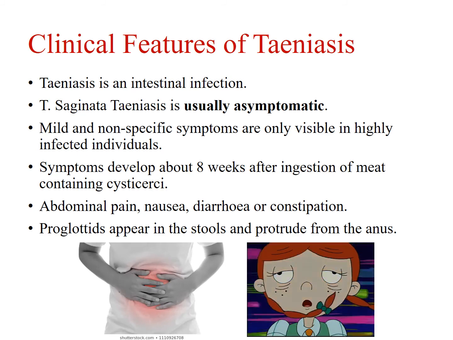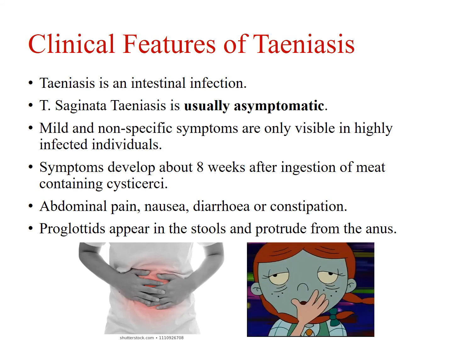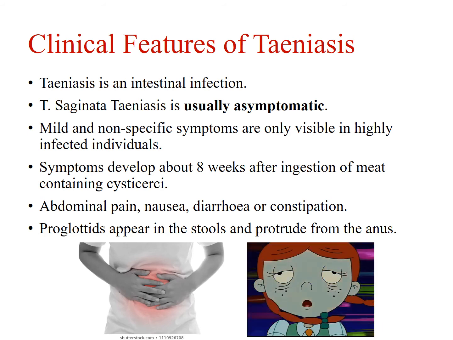So let's go to the clinical features of taeniasis. Taeniasis is an intestinal infection, and Taenia saginata taeniasis is usually asymptomatic. Mild and non-specific symptoms are usually visible in highly infected individuals. Symptoms develop about 8 weeks after ingestion of meat containing cysticerci. Abdominal pain, nausea, diarrhea, or constipation. Proglottids appear in the stool and protrude from the anus. As I said in the life cycle, the proglottids appear in the stool.